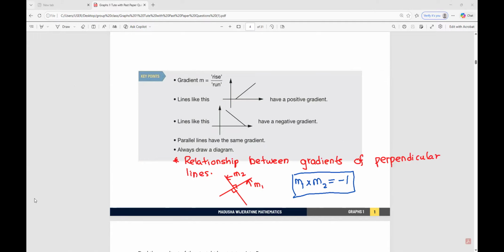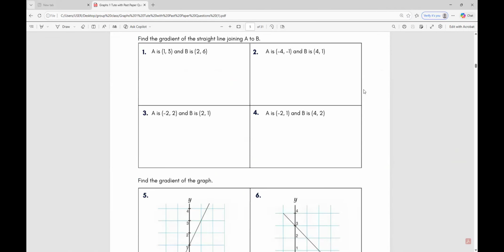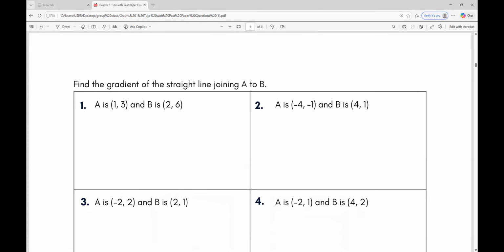I will go to some examples. 2 points are given. A and B are on the same straight line. So we should find the gradient. We can use our formula. Gradient is equal to the difference of y coordinates over the difference of x coordinates. So please label these points before you use the formula.